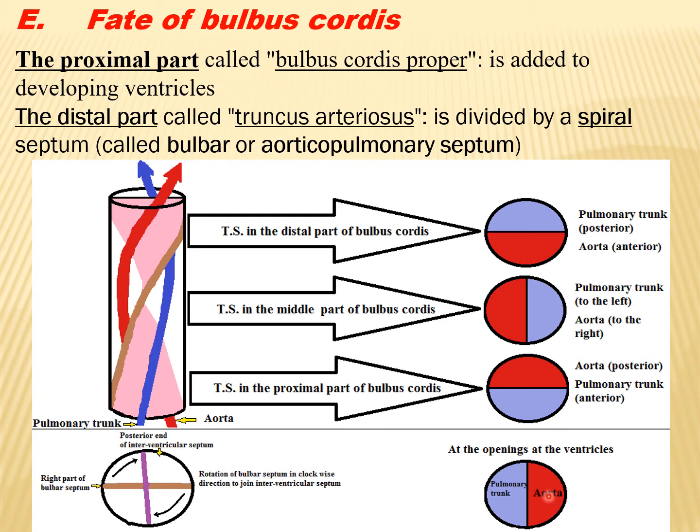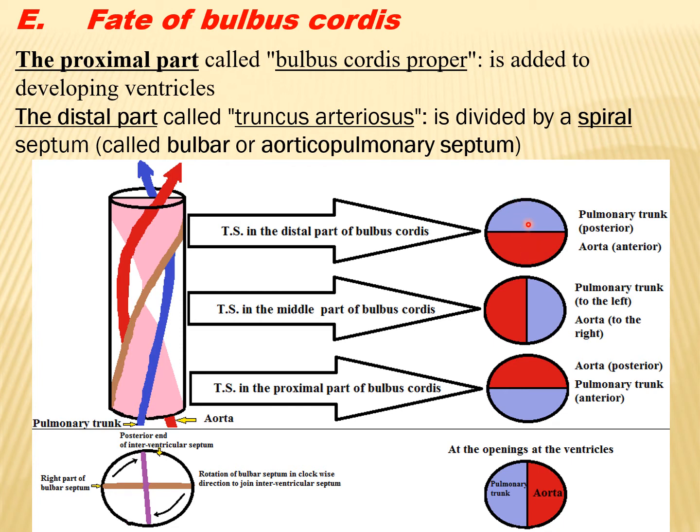directly to the ventricle, as you know, the aorta emerges from the left ventricle. Aorta is left, and the pulmonary trunk is right. The second part, which is called proximal part to the ventricle, the aorta lies posterior to the pulmonary trunk, or the pulmonary trunk is in front of the aorta. The middle portion, the aorta is to the right, while the pulmonary trunk is to the left. The distal portion, the aorta is anterior, pulmonary trunk is posterior.